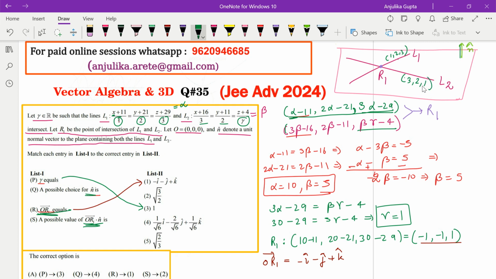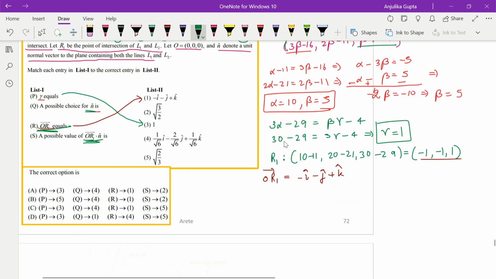We figured out gamma is 1. So how do I get n? If I take a cross product of these two, then I get a vector which is perpendicular to both of them, right? Perpendicular to both of them means perpendicular to the plane also, that is, normal to the plane. So let's get going with that. I want the n vector which is perpendicular to both, I mean the plane which contains both the lines.